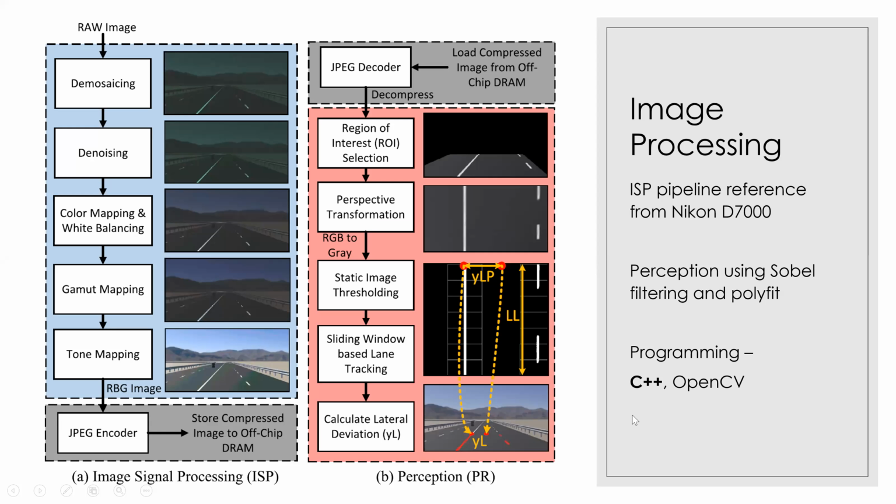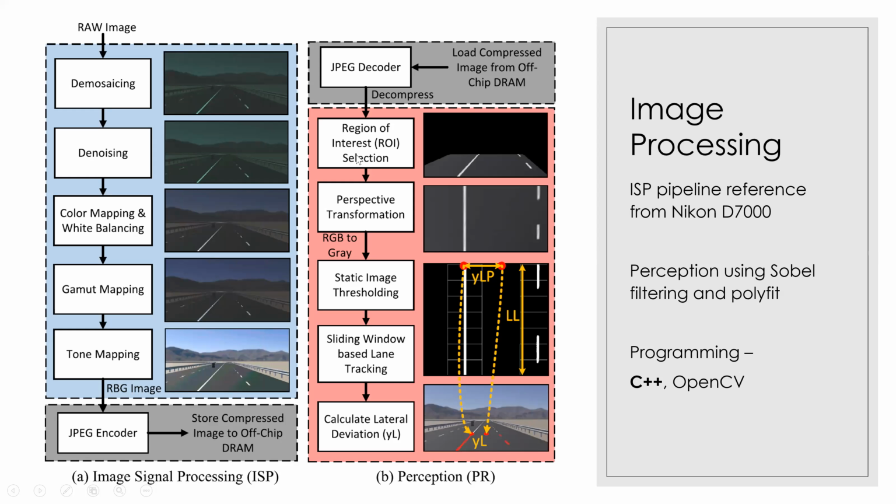So in the IMACS virtual machine, we implement, for example, an image processing task, which involves an image signal processing and perception stage. The ISP stage takes in the raw image from the camera. It goes through a series of steps like demosaicing, denoising, color mapping and white balancing, gamut mapping, tone mapping, and then you do a compression of the image. This compressed image is then fed to a perception stage, which also goes through a series of steps so as to obtain your lateral deviation for the car.